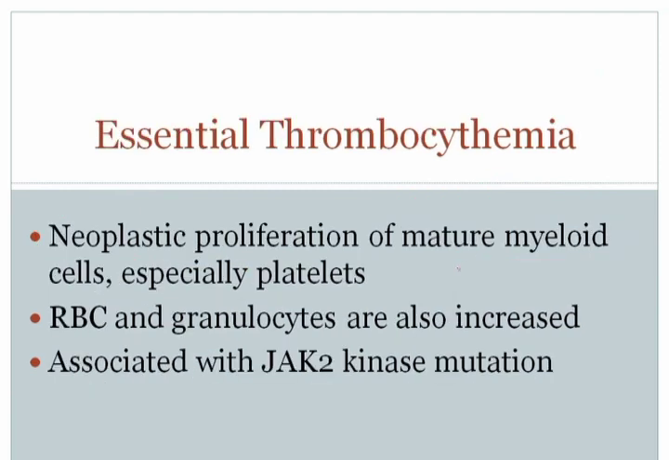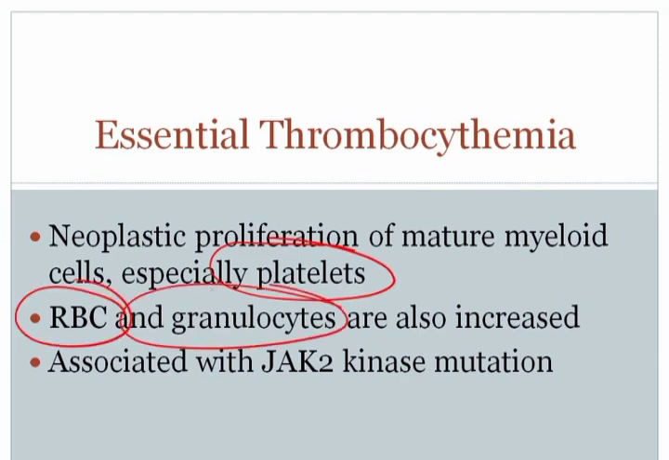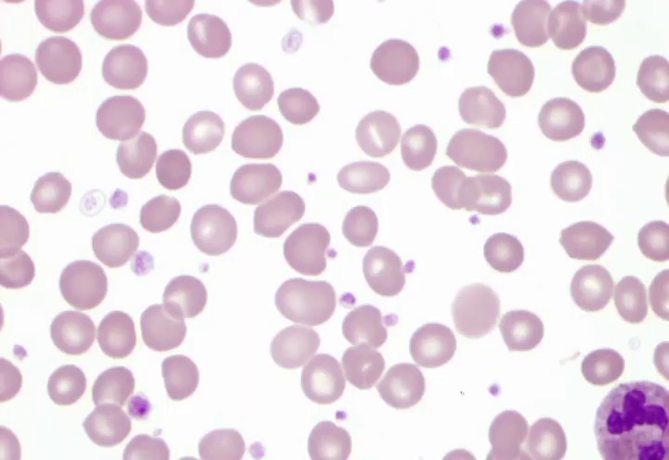Another of the myeloproliferative neoplasms is essential thrombocythemia. In this particular disease, there's a neoplastic proliferation, again, of mature myeloid cells. However, the key cells are platelets. Red blood cells would be up, and granulocytes would also be increased, but the key cell are the platelets, also associated with a JAK2 kinase mutation. Very high yield to be familiar with. Here's what the blood smear would look like in essential thrombocythemia. You've got a ton of platelets.